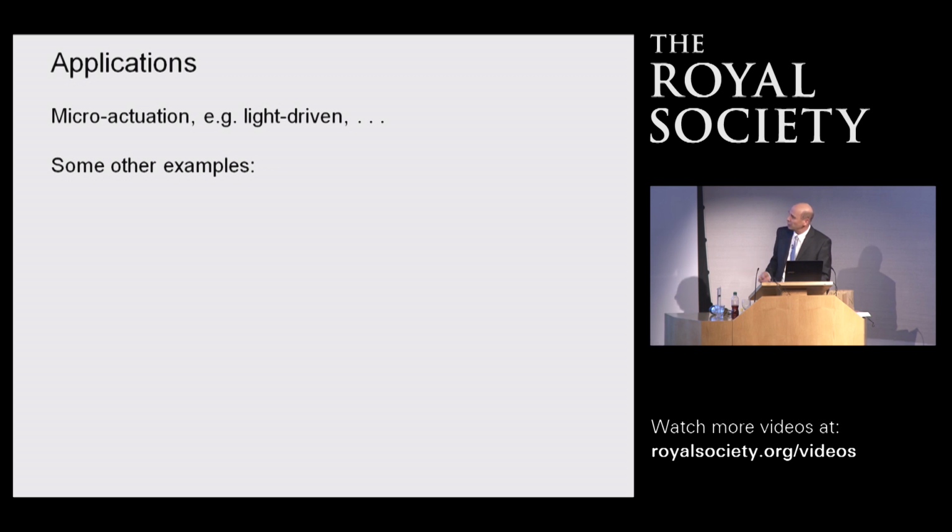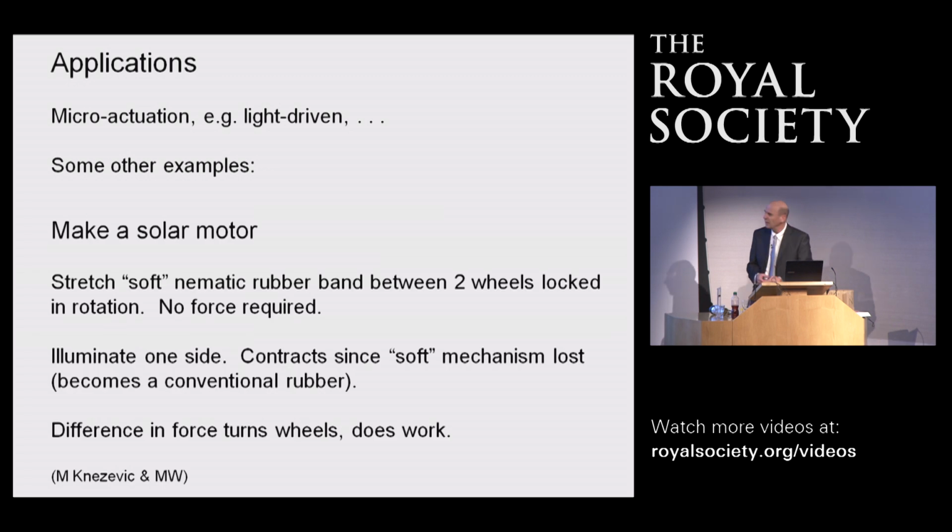So microactuation. But let me try and illustrate their uses by looking at some more exotic things than just moving up and down. So the first thing I'd like to show is a proposal that we've made for a solar motor. And we stretch some of this rubber, especially the stuff that can extend without force while it's in the pneumatic state. And we wrap it around a couple of wheels that are locked in rotation, illuminate one side so we get a contraction, and it starts turning. And let me illustrate that.